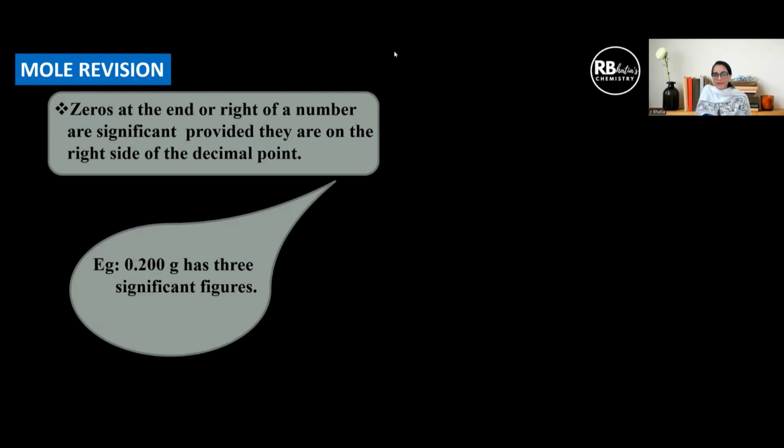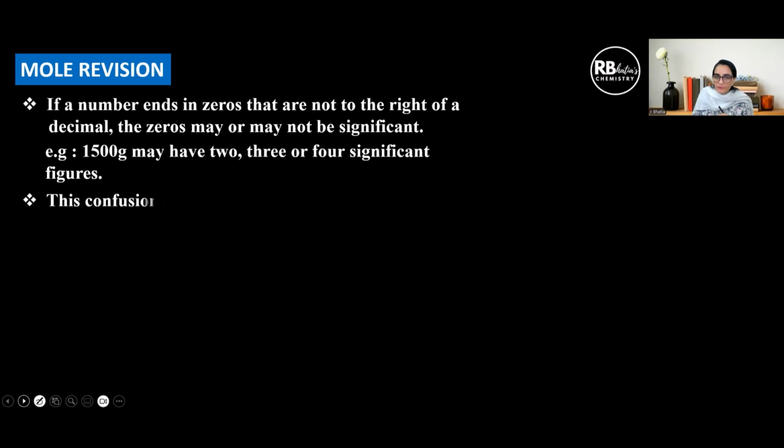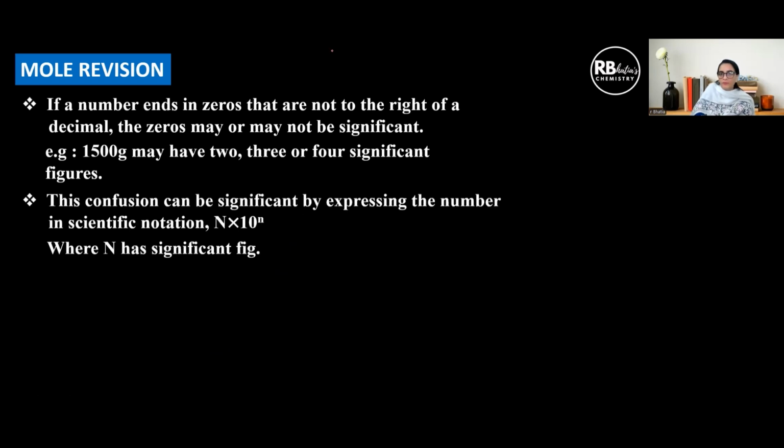The next point says zeros at the end or right of a number are significant, provided they are on the right side of a decimal point. For example, 0.200 is going to have 3 significant figures, these ones, because they are after a decimal. If a number ends in zeros that are not to the right of a decimal, the zeros may or may not be significant. Very important point.